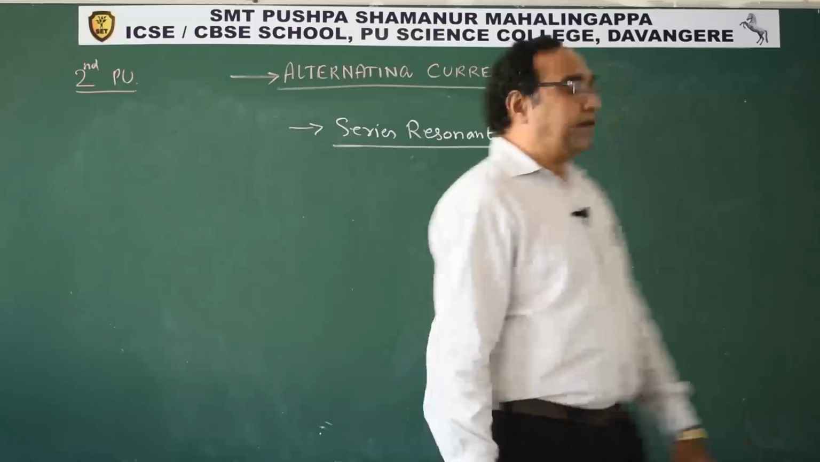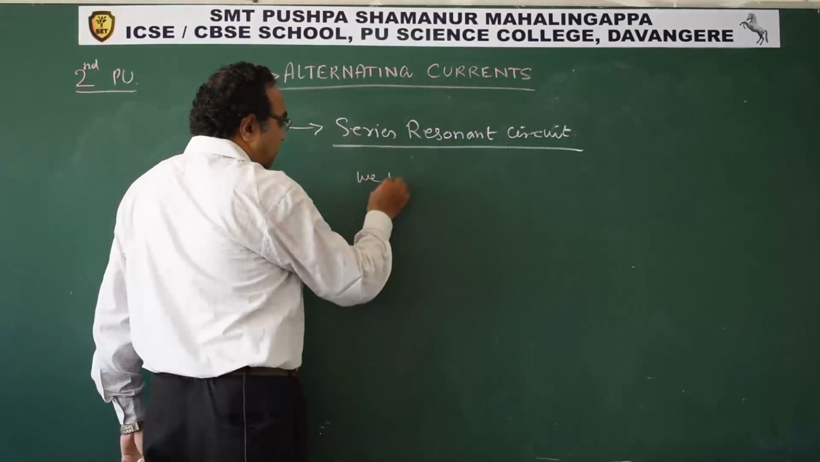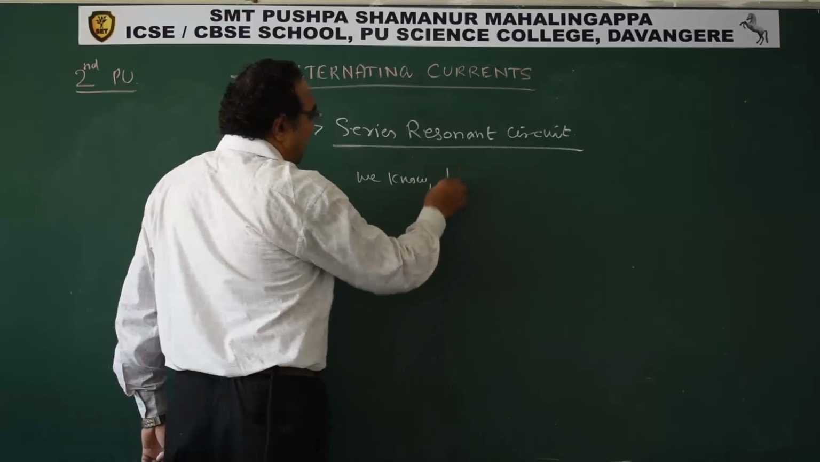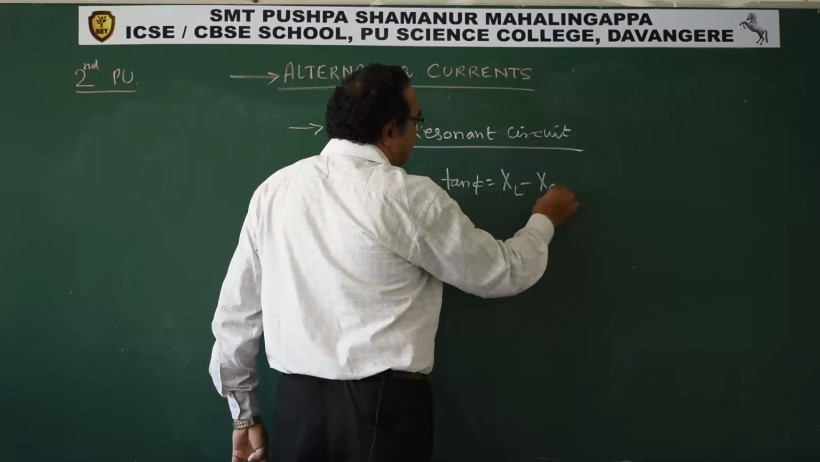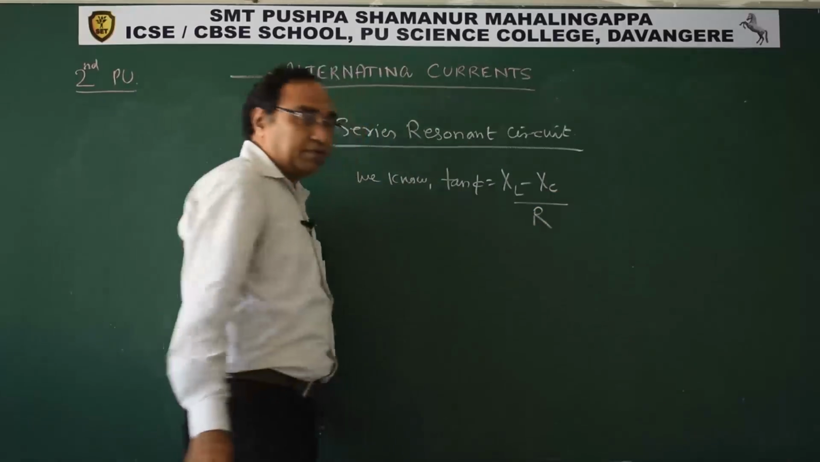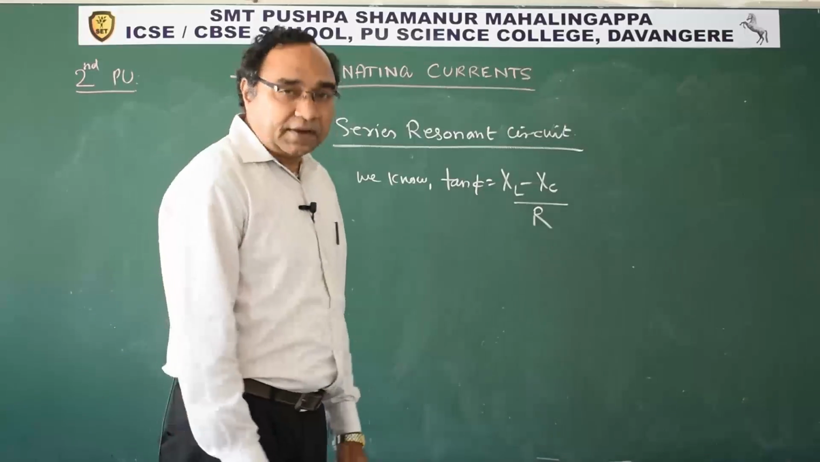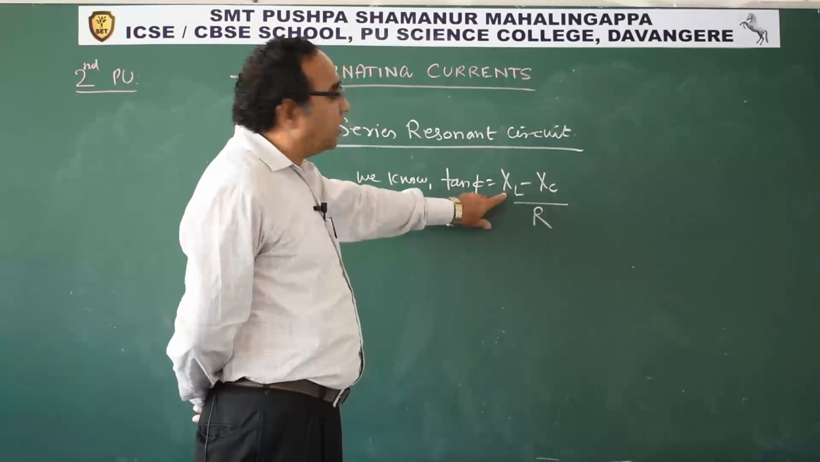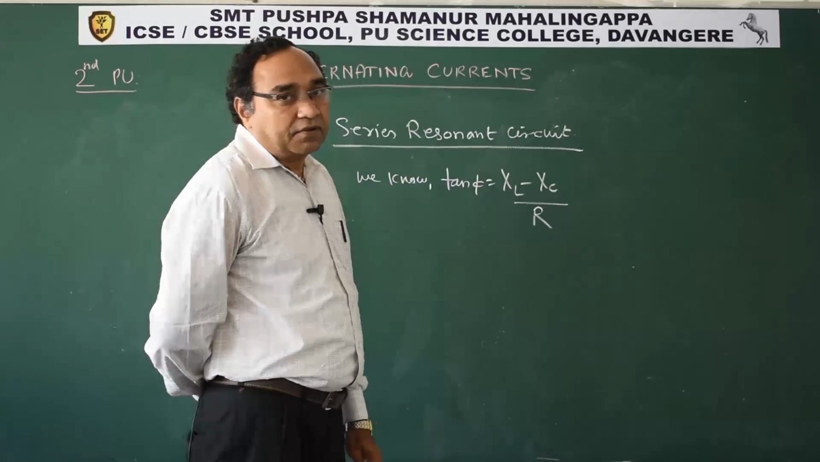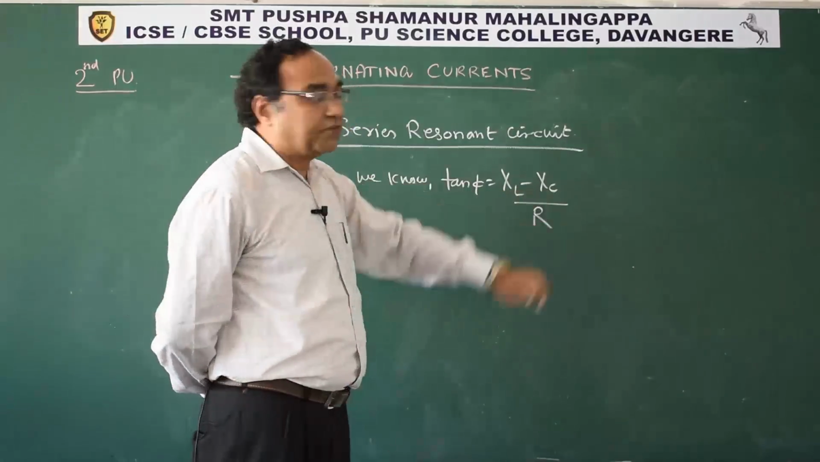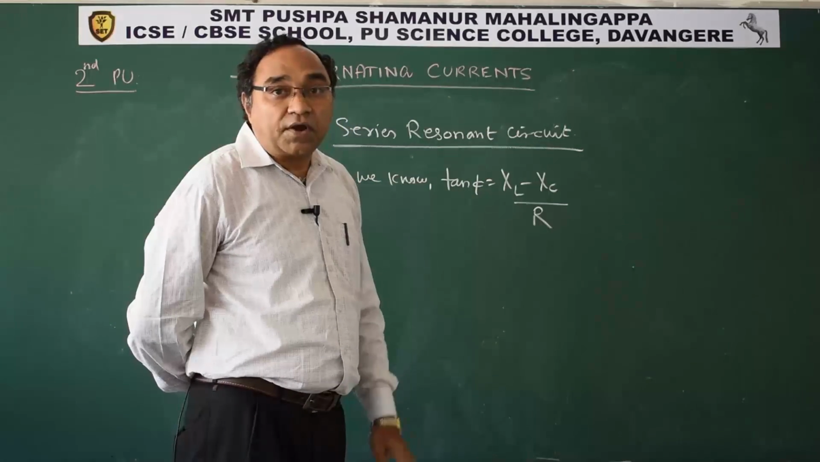We had derived an equation in an LCR circuit: tan phi is equal to XL minus XC by R. This is what we have derived. After that we analyzed like this. If XL is greater than XC, we said it is an inductive circuit. If XL is less than XC, that is XC is greater than XL, we said it is capacitive. So the question arises, what happens if they are equal?